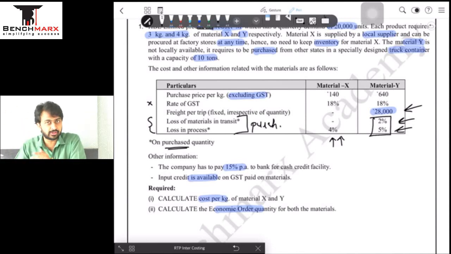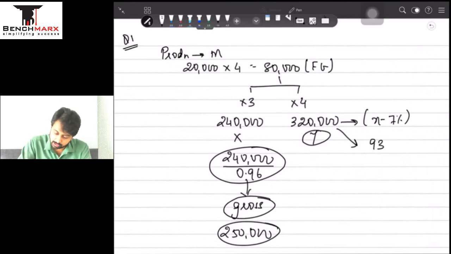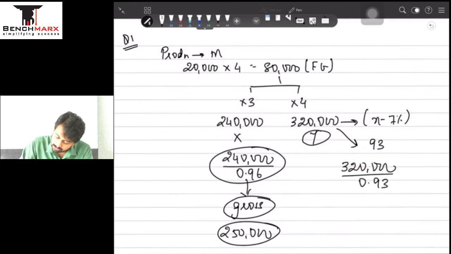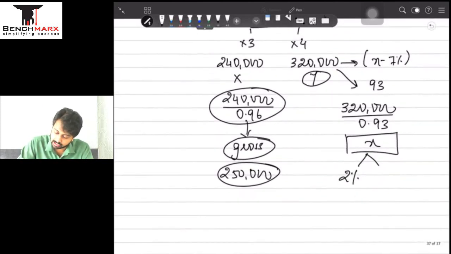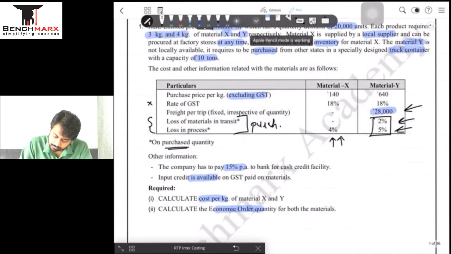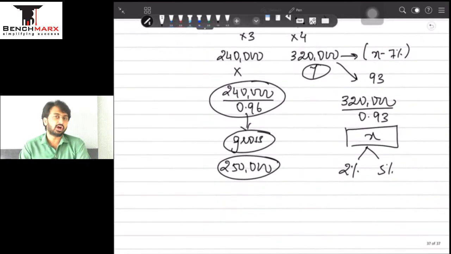2% of Y and 5% of Y, दोनों मिला के तो अपना 7% loss हो ही गया, which means this net requirement which we have found out, 320, is nothing but Y minus 7%, which means 320 corresponds to 93, what corresponds to 100, which means 320 upon 0.93, मुझे एक Y figure मिलेगा. This is my gross purchase of material Y, and इस amount के ऊपर 2% is my loss in transit and 5% is loss in process, and this is how I will get my gross requirement of Y.